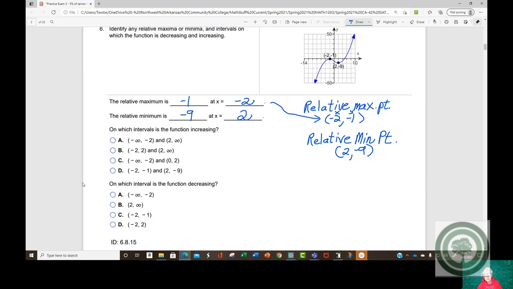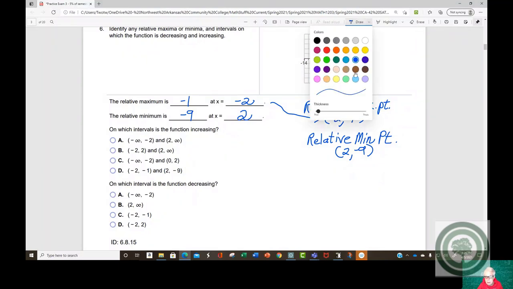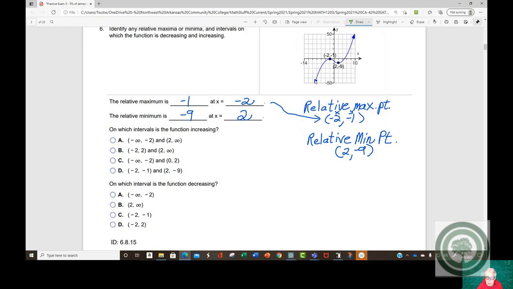Now, on which intervals are the function increasing and decreasing? That's all it's asking. Okay, increasing is going up from left to right. I don't know, green. Seems to me green is like blooming, so it's going up. So, green. Now notice that we change our directions here and we just consider up and up.